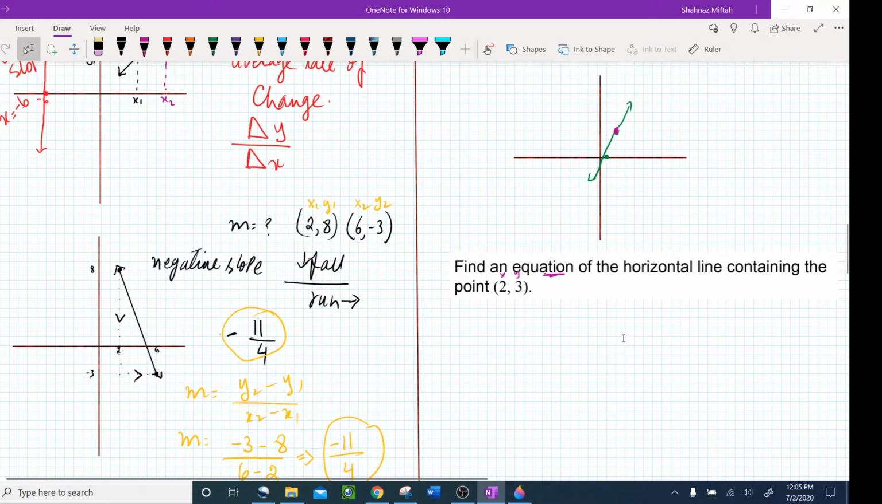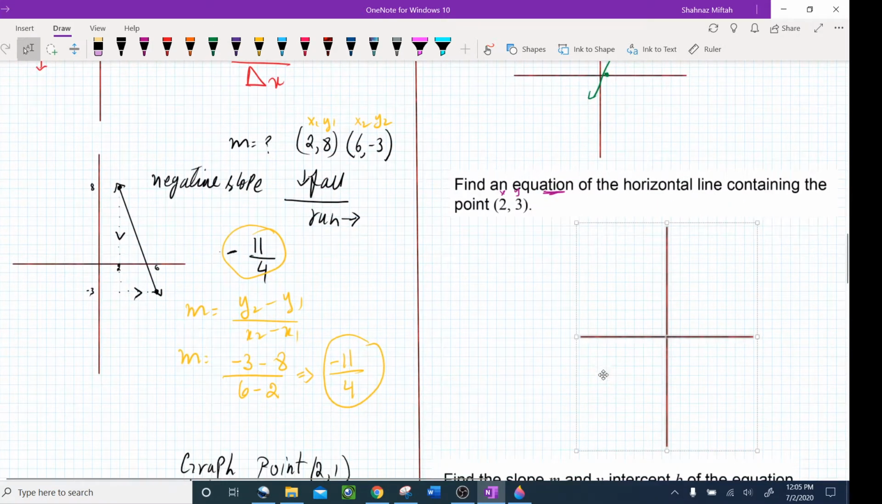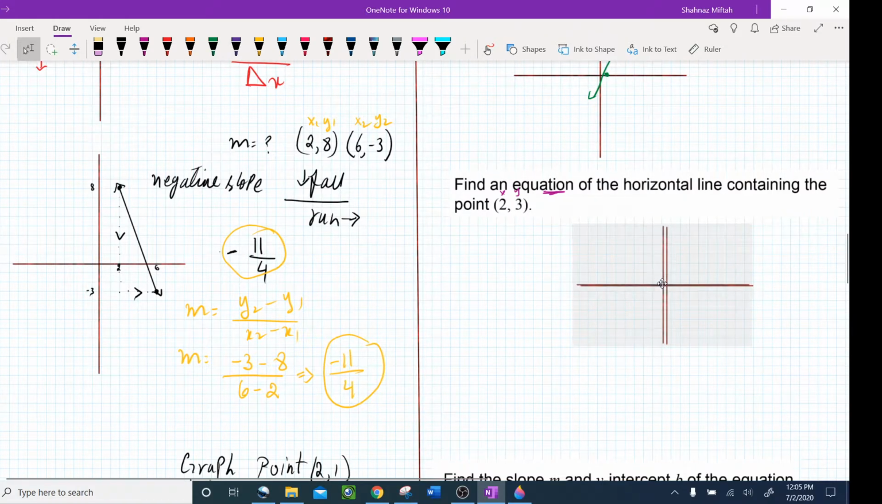Or maybe let me draw it here, so I don't want you guys to get confused with the other one. So let's try this: 2 and 3. 1, 2, and 3. Here is the point. Then they said horizontal. Horizontal, of course, is going to go like this, right? So that's my horizontal line.